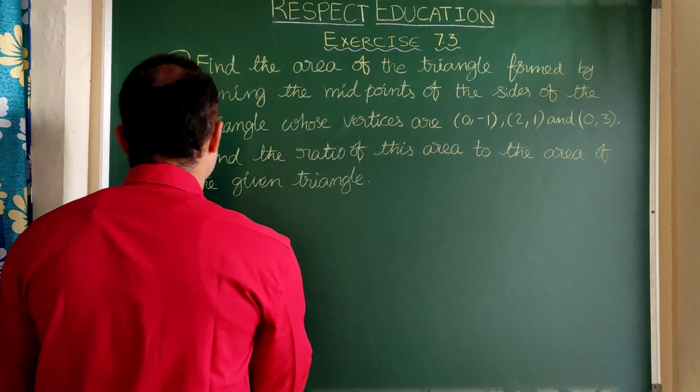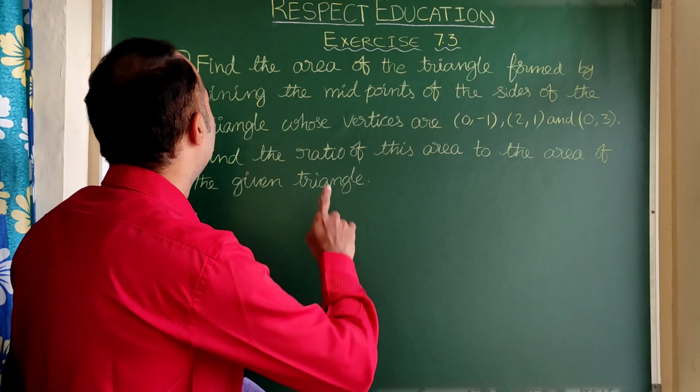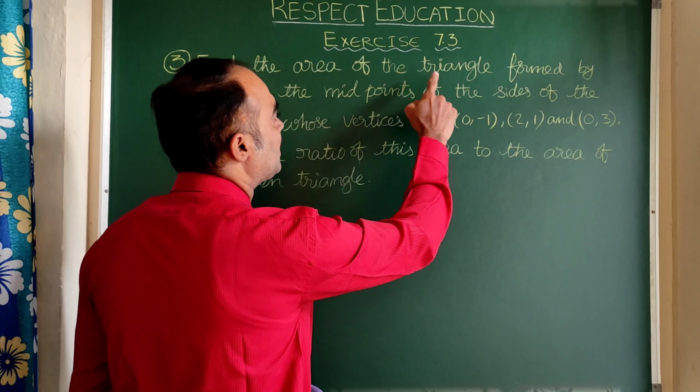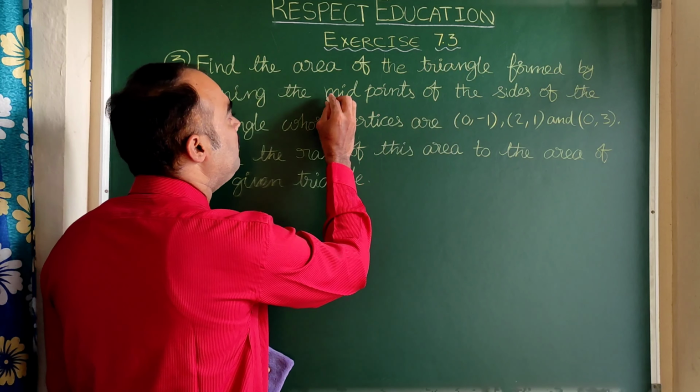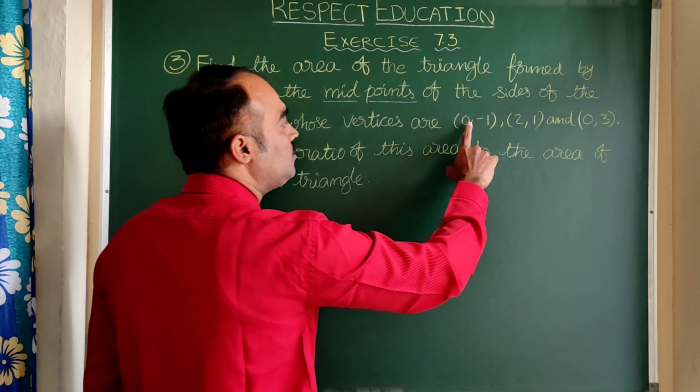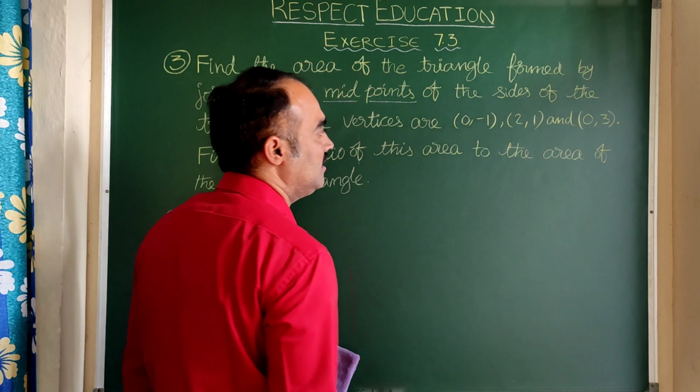Here let us follow the question carefully, because there are two questions to be solved. Let us see one by one. First one, find the area of the triangle formed by joining the midpoints of the sides of the triangle whose vertices are these three.